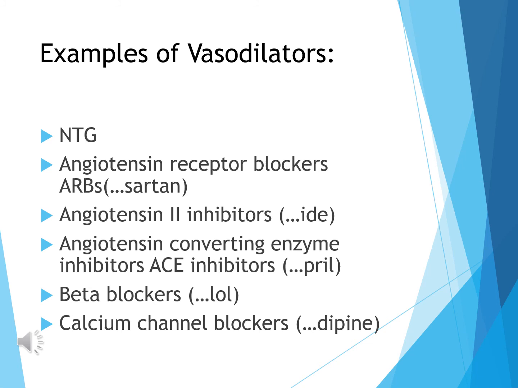Examples of vasodilators include nitroglycerin, angiotensin receptor blockers, or ARBs, the sartans, angiotensin II inhibitors, angiotensin converting enzyme inhibitors or ACE inhibitors, the prils, beta blockers, the lols, and the calcium channel blockers, the dipines. Just a little reminder, angiotensins increase aldosterone concentration, causing sodium retention and vasoconstriction. Thereby, these medications inhibit that, so we're going to see the opposite effect.